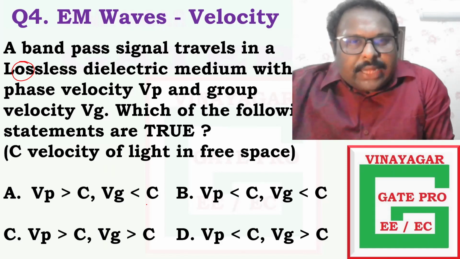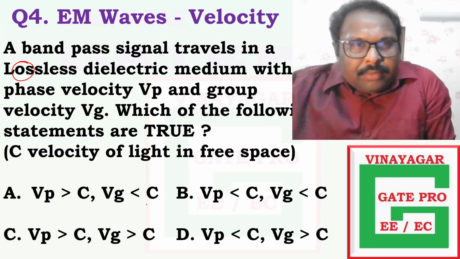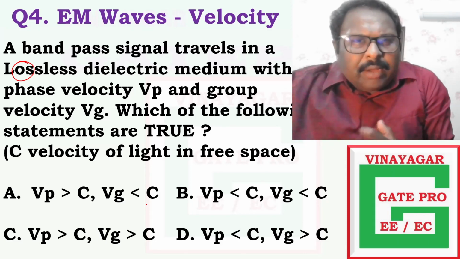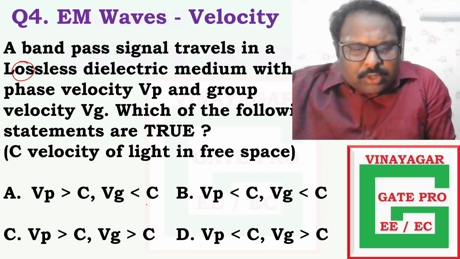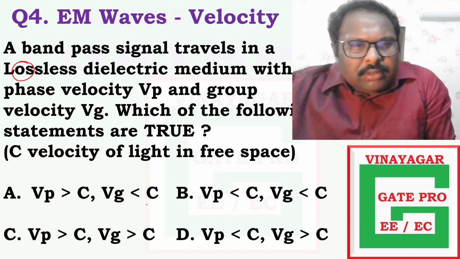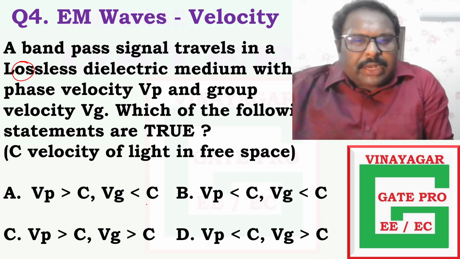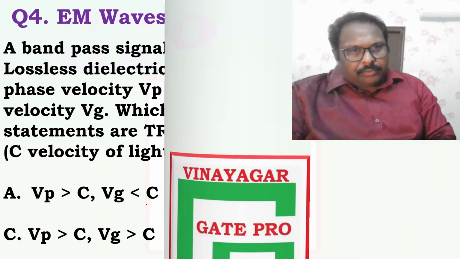Because it is a lossless dielectric, it's not a waveguide. It is not a waveguide, it is a lossless dielectric and a bandpass signal. So small bandwidth is there. So that answer is very clearly Vp less than C, Vg less than C.